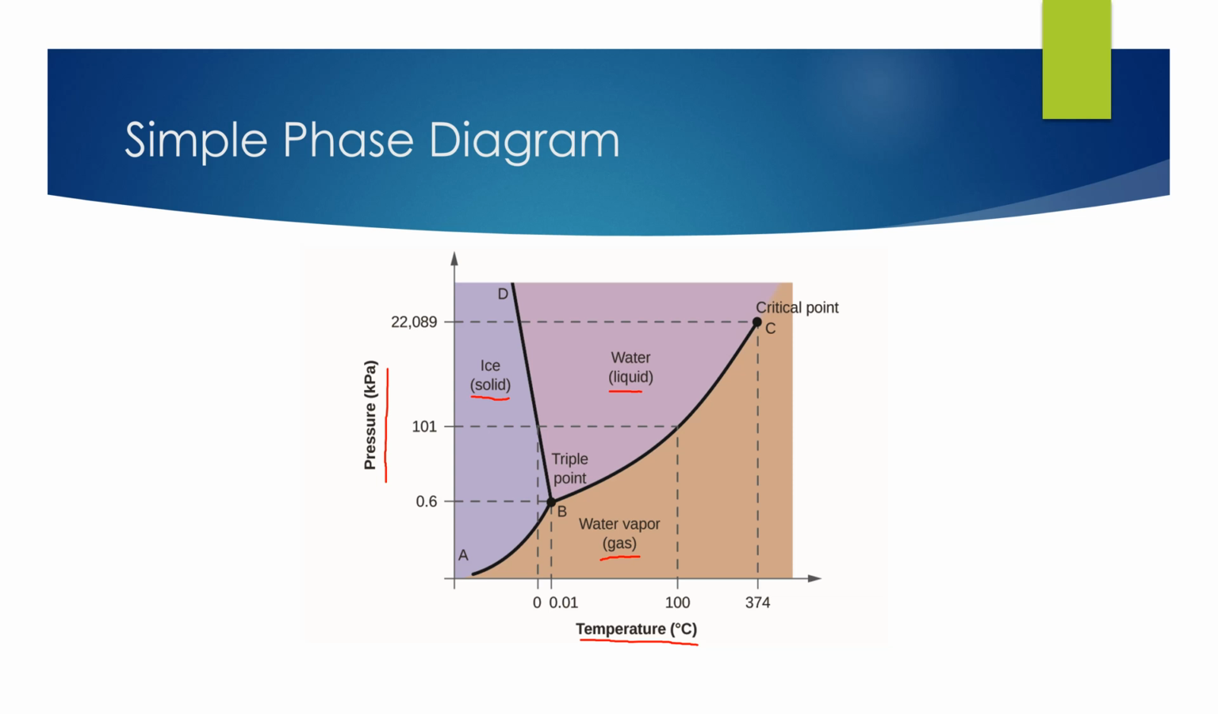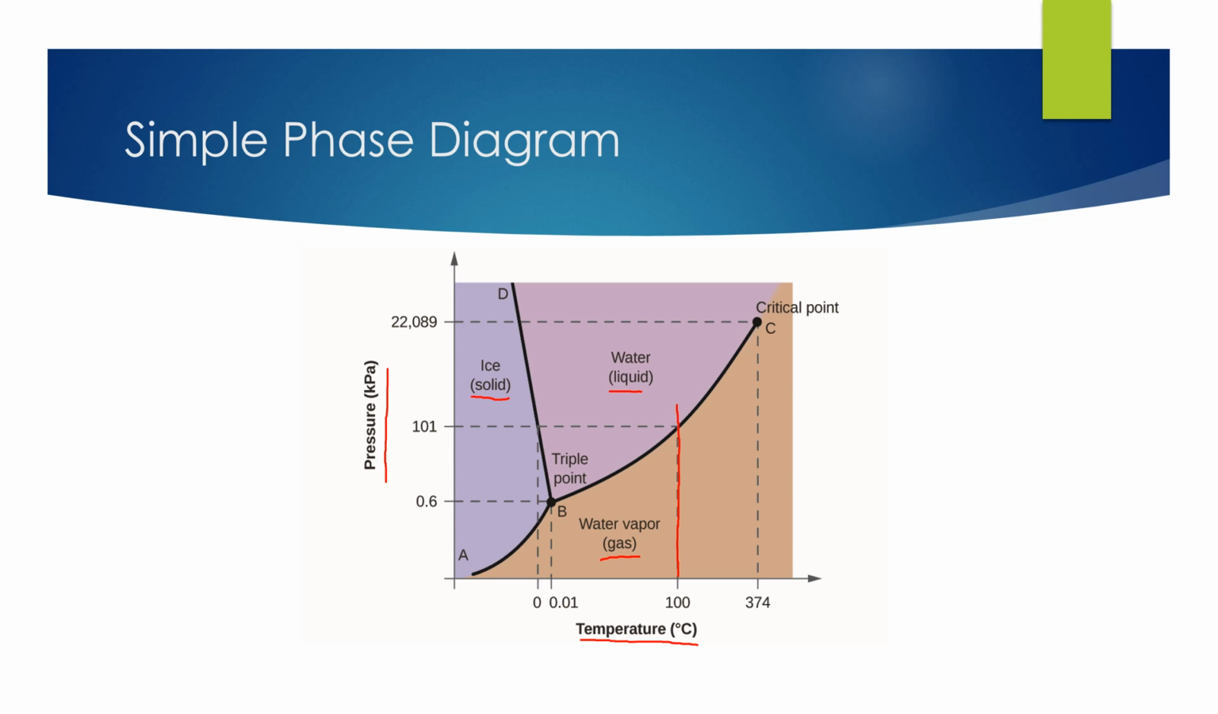Well, let's look at 100 degrees Celsius. If we follow up at this temperature, we realize that once we pass 101 kilopascals of pressure, we enter the water liquid region. What this means is that above 101 kilopascals and at 100 degrees Celsius, we will have liquid present in our sample of water.